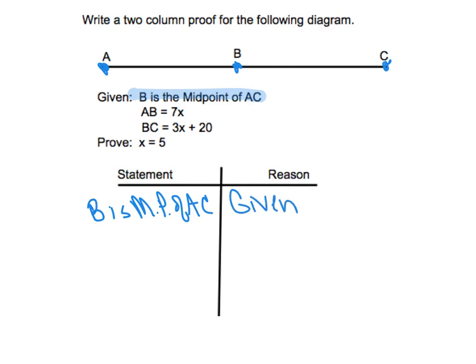Okay. So we take that piece of given information, and if B is the midpoint of AC, then it's just like every other time that we see a vocabulary word like midpoint, we can use its definition. The definition tells us that the two parts of that segment are going to be equal. So we can say that AB equals BC. That is just the definition of a midpoint.